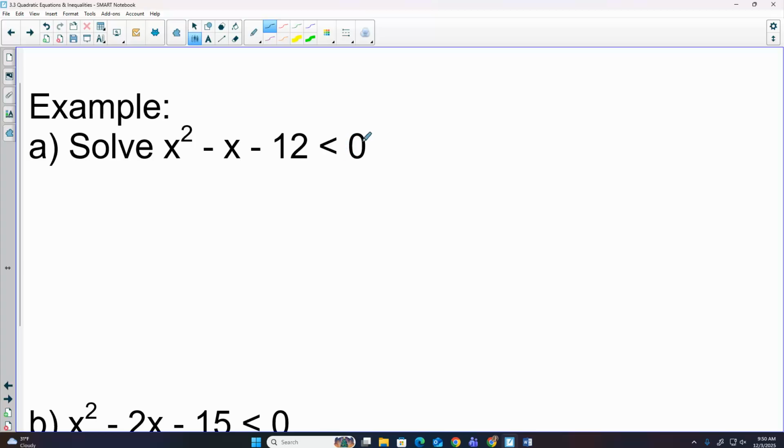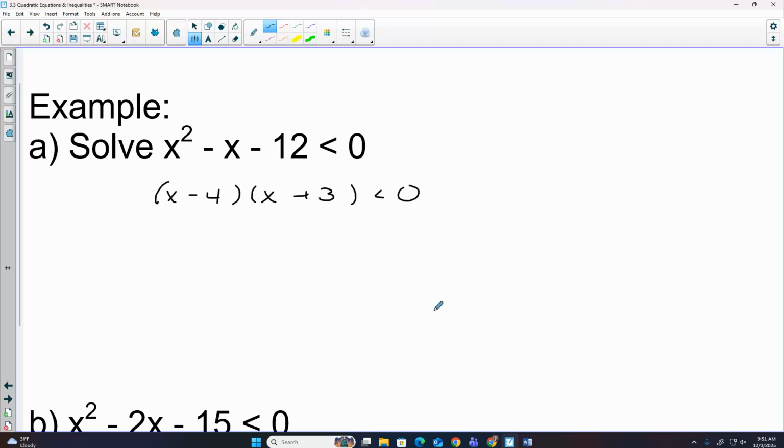So we have to factor this. All right, we're going to find out what makes it equal 0. So if I factor this, what multiplies to negative 12 and adds to negative 1? All right.